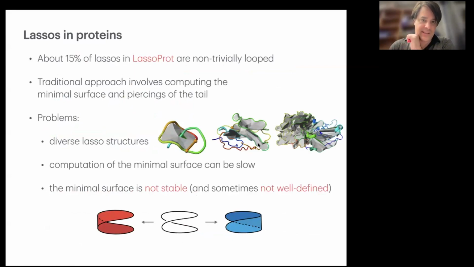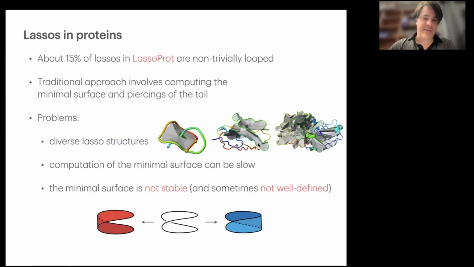And we know that from LassoProt, which is basically a database on a website developed, if I'm not mistaken, by Joanna Sulkowska and her team, that 50% of lassos are non-trivially looped. So if you take proteins that have these bonds and form a disc, 50% of them are non-trivially looped, which means that they pierce, so they have this supercoiling and so on.